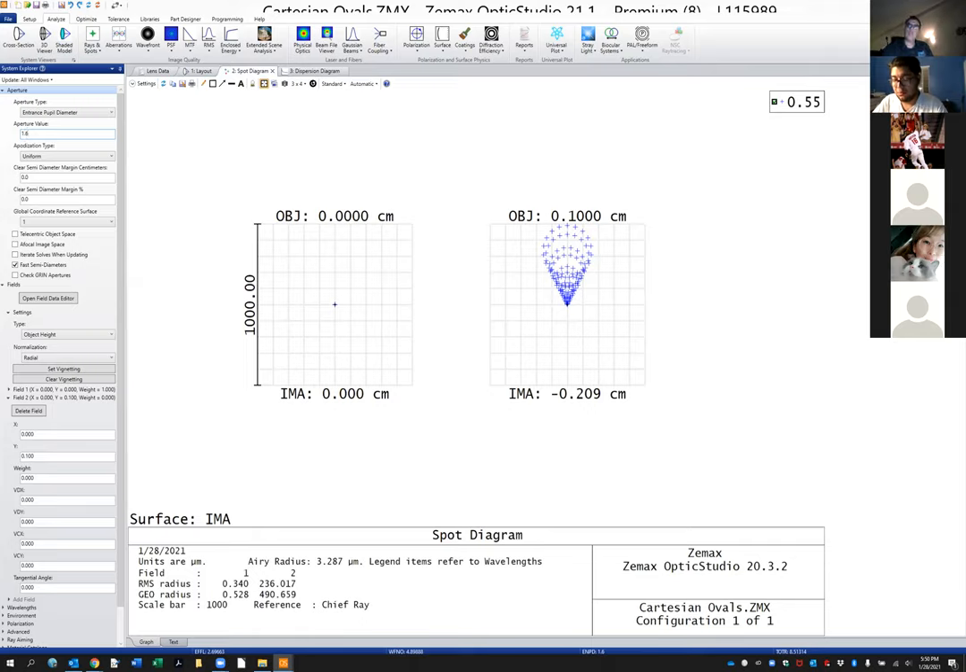Questions? Was it already mentioned how you determine if your rays are paraxial or not? Like near to what degree? Okay, so how close is close and how far is far?